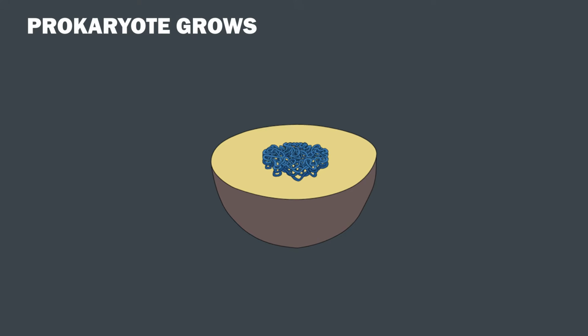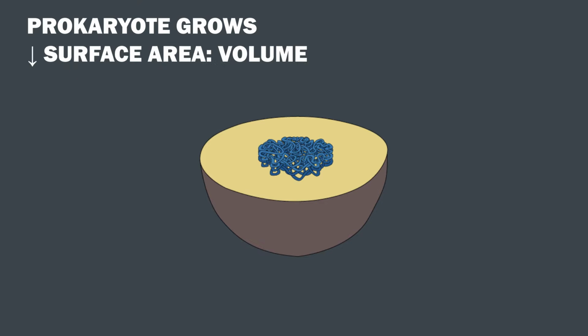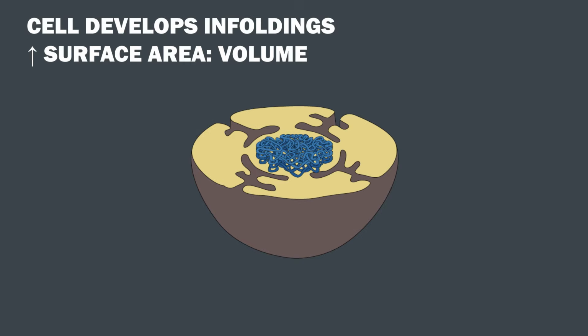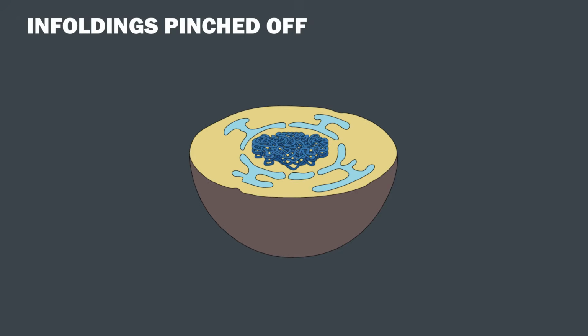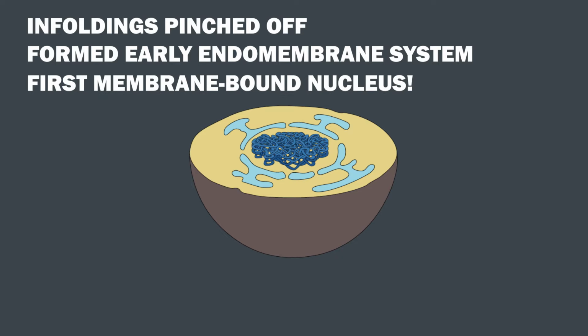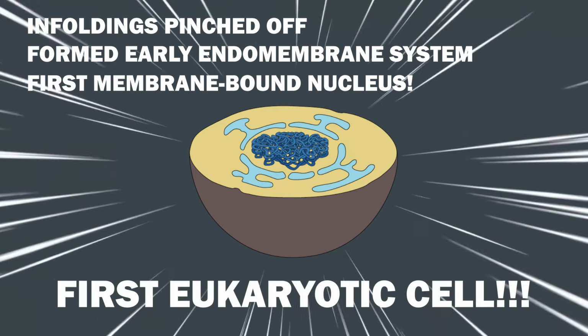A prokaryote grew in size, and as it did, its surface area to volume ratio decreased. This is a problem because it now needs to feed more bulk, but it has less surface area to gather nutrients. So, to increase the ratio again, the cell developed infoldings in its membrane. Eventually, these infoldings pinched off from the cell membrane to form an early endomembrane system surrounding the nucleoid. This was the first membrane-bound nucleus, and hence this was the first eukaryotic cell.